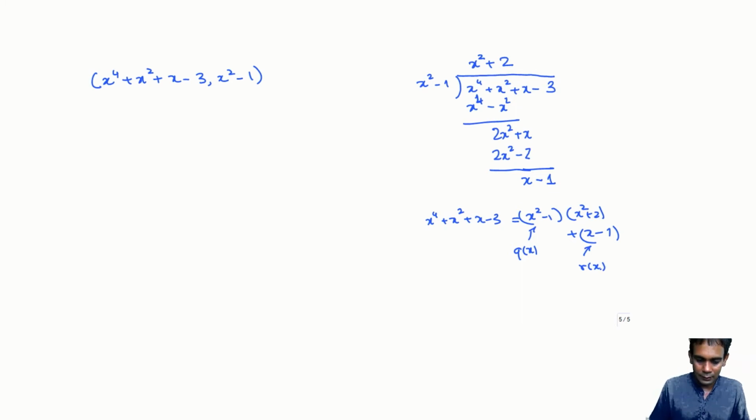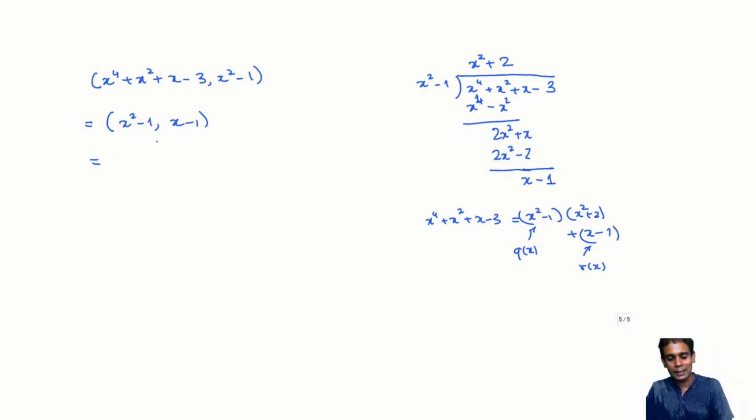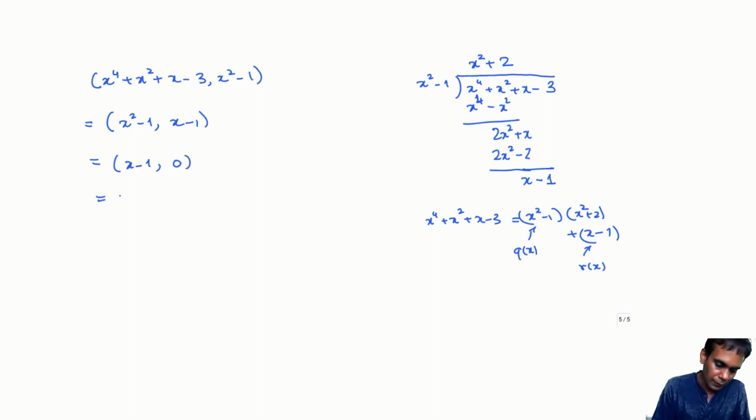So we can replace this ideal; it is the same as the ideal generated by x squared minus 1 and x minus 1. And now we divide x squared minus 1 by x minus 1. We know that x squared minus 1 is x minus 1 times x plus 1. So this is the same as the ideal generated by x minus 1 and 0. So that's the ideal generated by x minus 1. So we have this ideal generated by two elements, and using Euclid's division, we've reduced it to an ideal generated by one element.